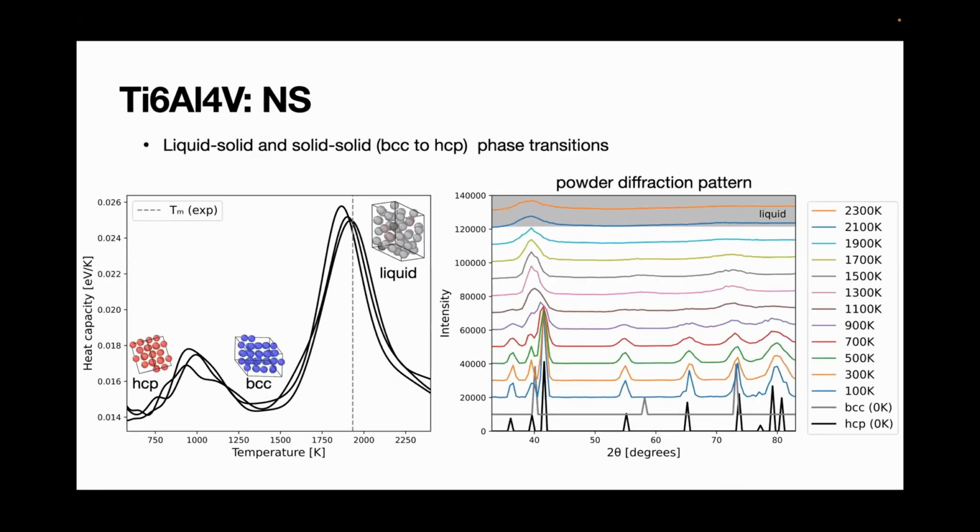Another widely used alloy is titanium, aluminum, vanadium. What we did here, again with the same idea, is run some liquid, bias towards uncertainty, look at relative and force uncertainty, and generate data. We have some data for liquid, and similar for BCC and HCP. Running nested sampling, we see this liquid to solid, as well as this other solid to solid phase transition. And we can look at the powder diffraction patterns, and you can clearly see there's a solid to solid phase transition here by comparing the BCC and HCP X-ray diffraction peaks, confirming we're seeing both a liquid to solid and a solid to solid phase transition.